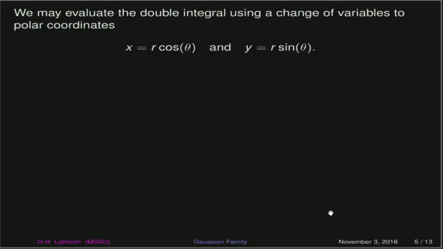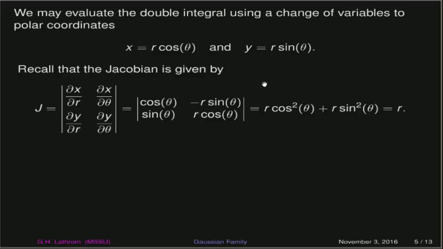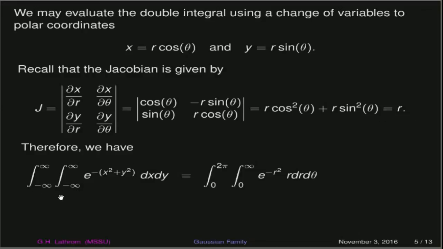Let's switch over to polar coordinates. So if we let x equal r cosine theta, y equal r sine theta, then if we're doing a multivariate change of coordinates, we need the Jacobian, which is the matrix of partial x partial r, partial x partial theta, over partial y partial r, partial y partial theta. We take the determinant of that matrix, remembering some of our trig identities, and we see that the Jacobian is just r. So our integral over the entire plane just becomes the integral from 0 to 2 pi and 0 to infinity of e to the minus r squared r dr d theta.